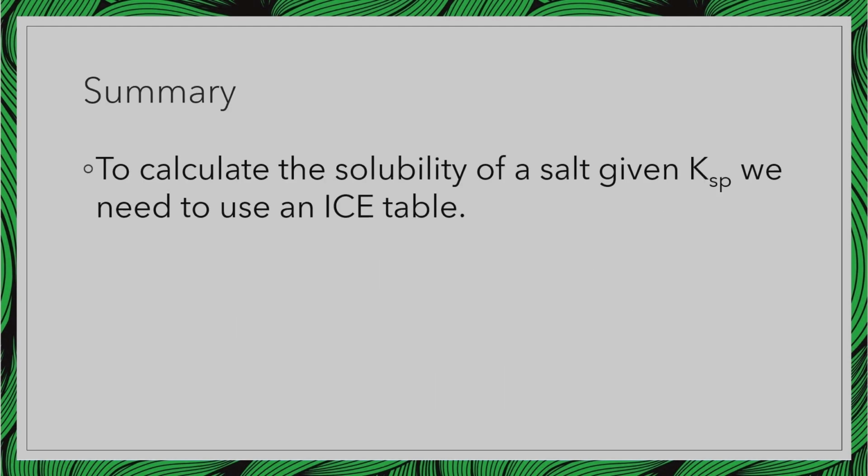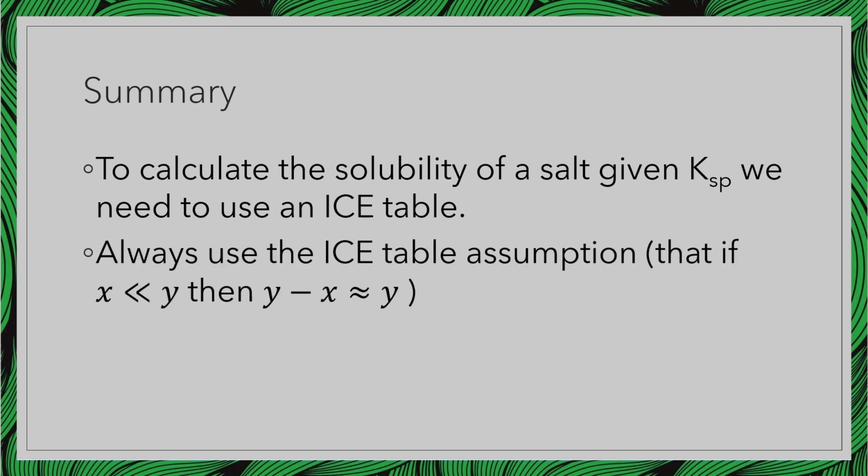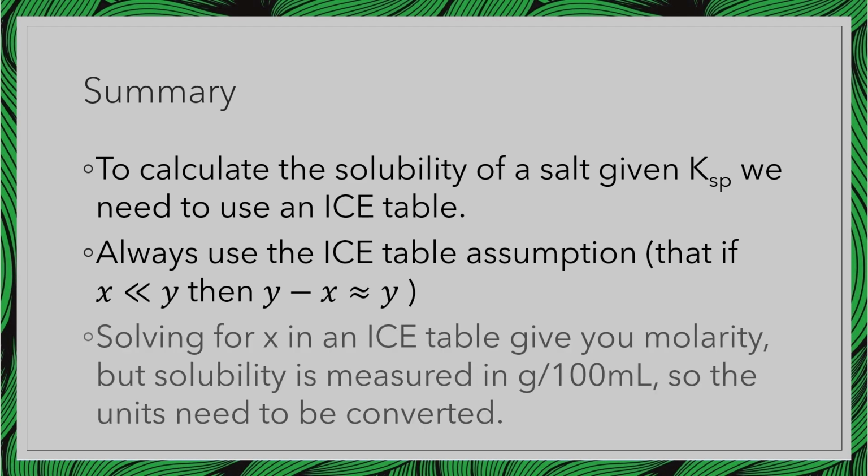So, in summary, to calculate the solubility of a salt given KSP, we need to use an ice table. Always use the ice table assumption that if x is much less than y, then y minus x is approximately equal to y. It's not as such of a big deal in this one, because we very rarely get the common ion effect, but if we do have to do that, we use that assumption. Solving for x in an ice table gives you molarity, but solubility is generally measured in grams per 100 mils, so we need to convert the units.